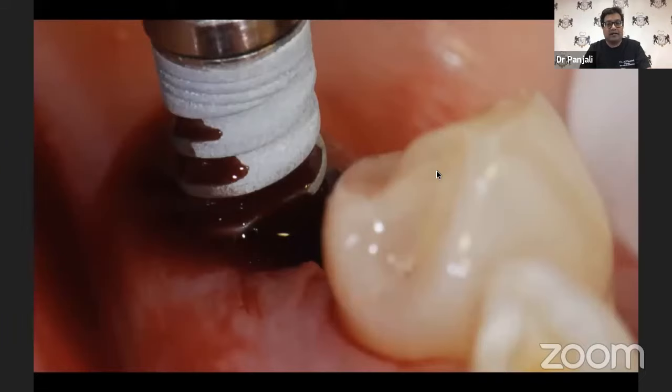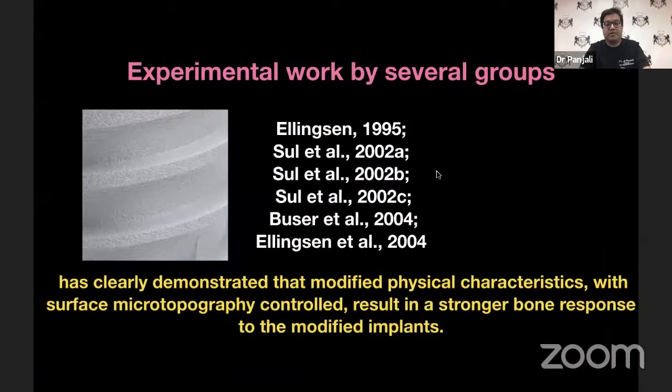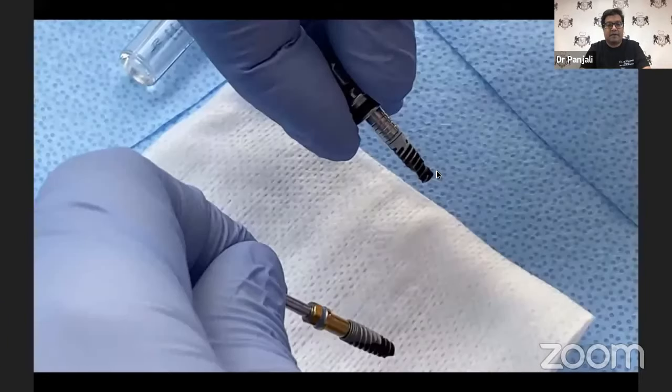But most importantly, what you see with the bioactive implant is that you start to see the blood creeping up as soon as it comes in contact with the blood. That means that you are going to get blood right away on the surface of the implant, and the entire surface of the implant is hydrated with blood that will begin the osseointegration process. And studies have clearly indicated that modifying the physical characteristics of the surface of the implant will result in stronger bonds as compared to the unmodified implants.